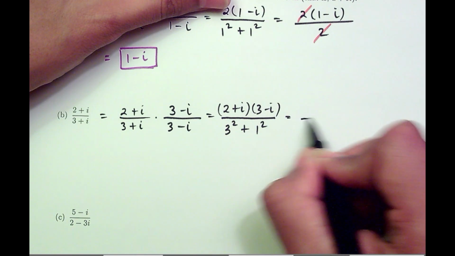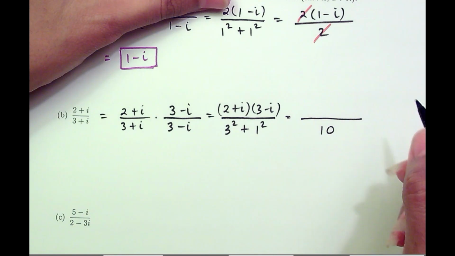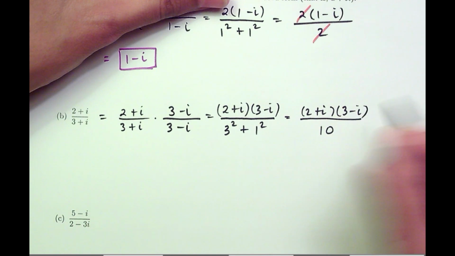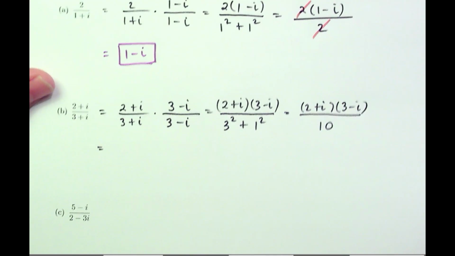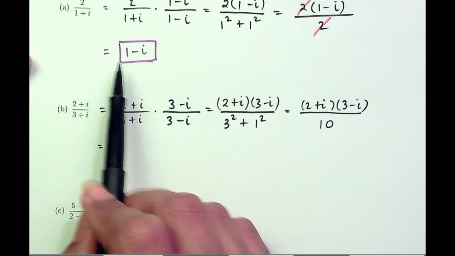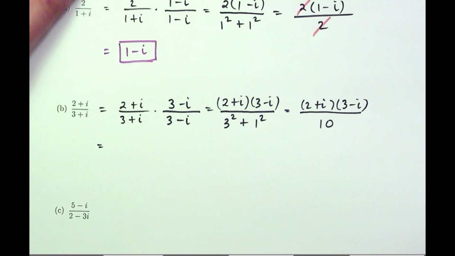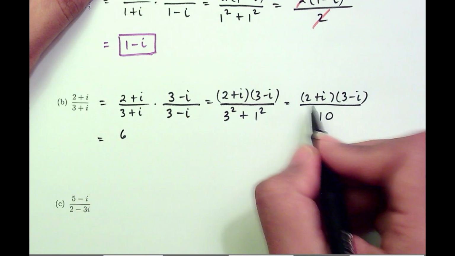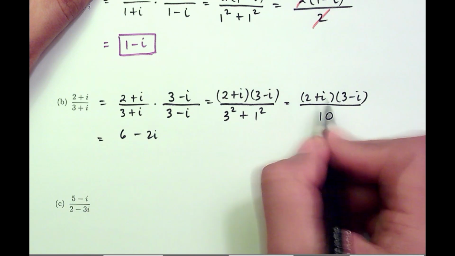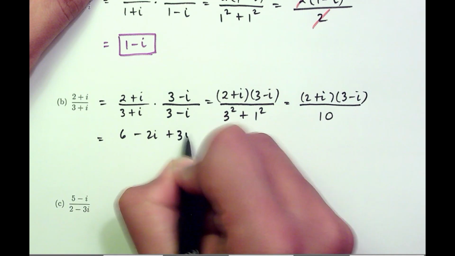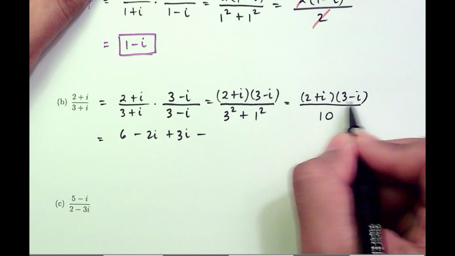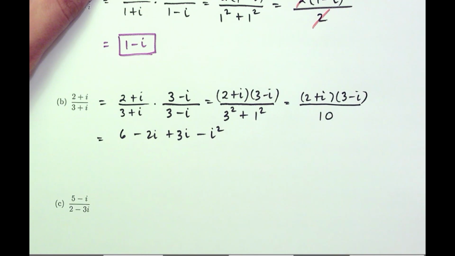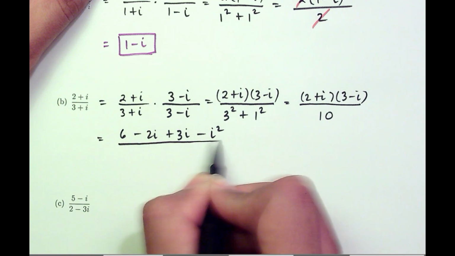Okay, now on the bottom, you're going to get 10, because 3 squared is 9 plus 1 is 10. And on the top, you still have this. Okay, we cannot leave it like that. We have to keep going, because we want the answer in the form a plus bi. That obviously doesn't look like that yet. Okay, so we have to FOIL the top, multiply the top. 2 times 3 is 6. 2 times negative i is minus 2i. 3i times 3 is plus 3i. And then minus, because positive times minus is negative, and i times i is i squared. Okay, and then on the bottom you have 10.